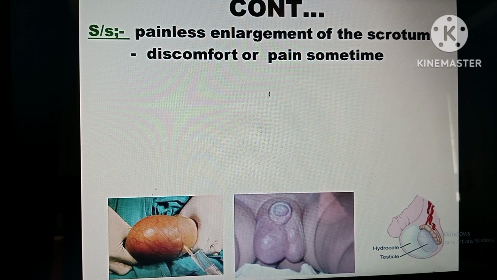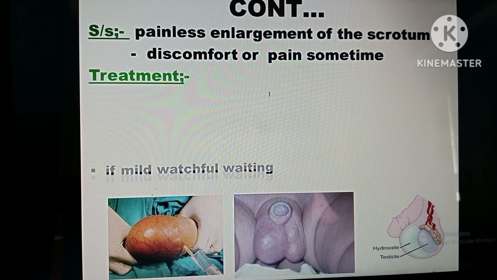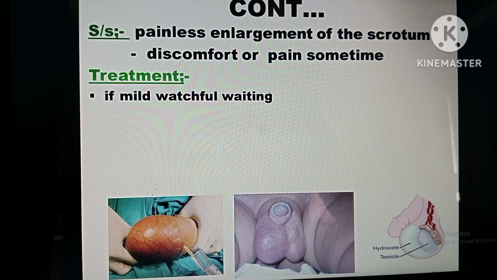What are the signs and symptoms? Usually it is a painless enlargement of the scrotum, but in some conditions there may be mild to severe pain. Since it keeps enlarging, some discomfort and irritation will be there while walking, in children as well as in adults. If it is very small, just watchful waiting is required as the treatment. By itself, as I told, it will resolve.